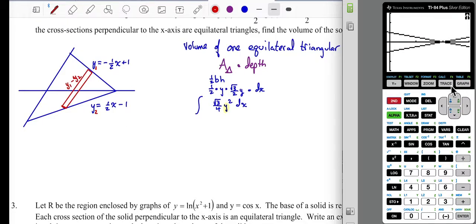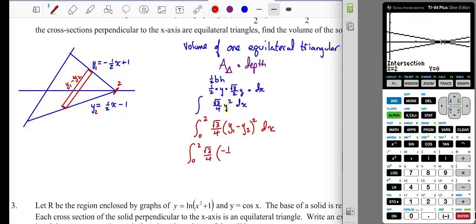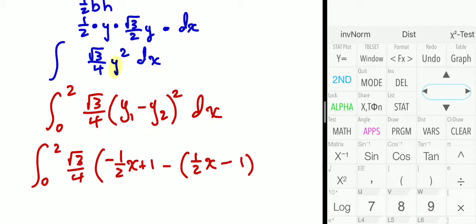We also need the intersection, which, it turns out, is at 2. Let me make that a little bit more perspective-y. So over the interval of 0 to 2, radical 3 over 4 times the quantity y1 minus y2 squared dx, which in turn is radical 3 over 4 times negative 1/2 x plus 1 minus 1/2 x minus 1 squared dx.